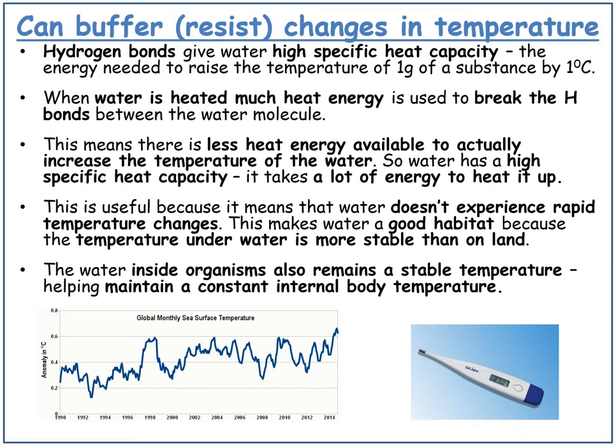They can buffer or resist changes in temperature. Hydrogen bonds give water a high specific heat capacity. The energy needed to raise the temperature of 1 gram of a substance by 1 degree C. When water is heated, much heat energy is used to break the hydrogen bonds between the water molecules. This means there's less heat energy available to actually increase the temperature of the water. So water has a high specific heat capacity. It takes a lot of energy to heat it up. This is useful because it means that water doesn't experience rapid temperature changes. This makes water a good habitat because the temperature underwater is more stable than on land. The water inside organisms also remains a stable temperature, helping maintain a constant internal body temperature.